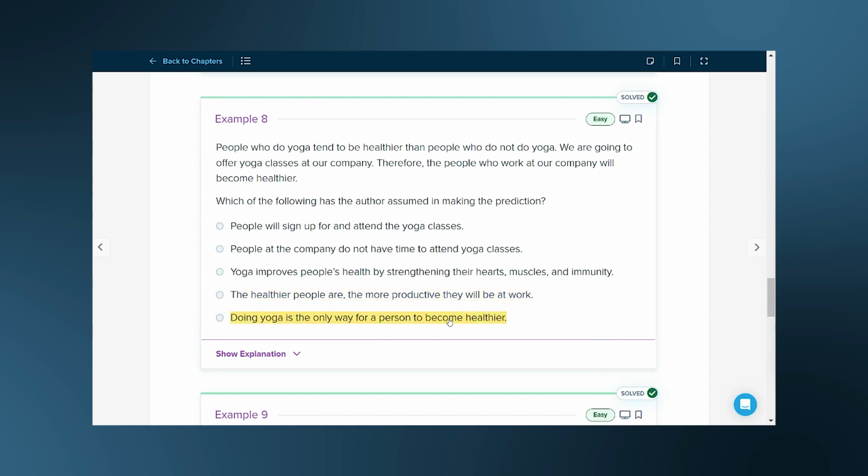And E, doing yoga is the only way for a person to become healthier. Entirely out of scope and also absurd enough to make it suspicious. The argument is saying that doing yoga equates to better health, but not exclusively. Answer is going to be A.